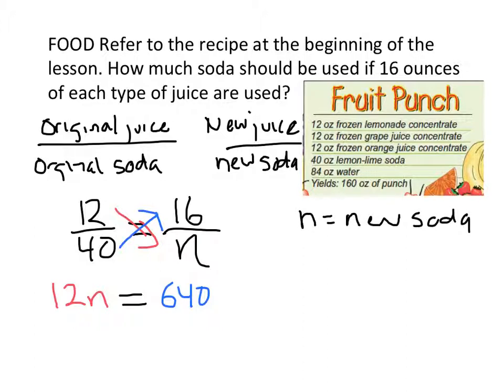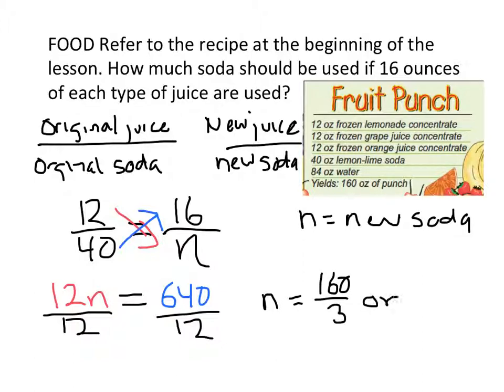So how do I isolate my n? I divide both sides by 12, and n is equal to 160 over 3. Or if we were actually shopping, we're probably going to look for 53 1/3 ounces. That's something more of a real-world answer, but both are acceptable.